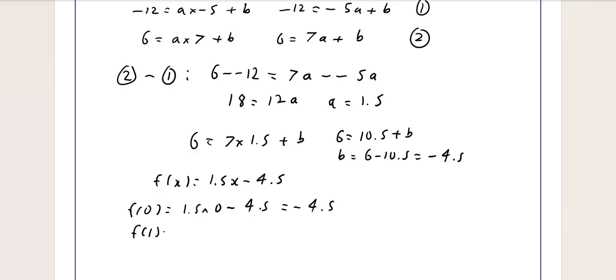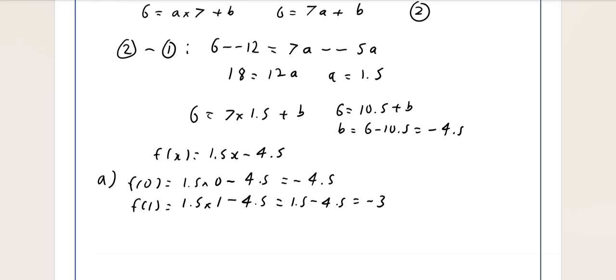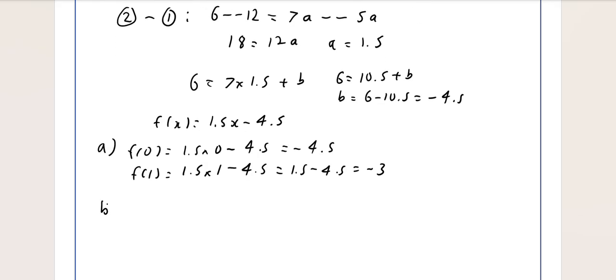And then f of 1 is just going to be what we get replacing x with 1. So if we do that, we get 1.5 times 1, that's 1.5, minus 4.5, so we end up with minus 3. That's basically what a is going to involve. B is basically sort of the reverse. We've got f of x equal to 0, and we have to find what x would be equal to.